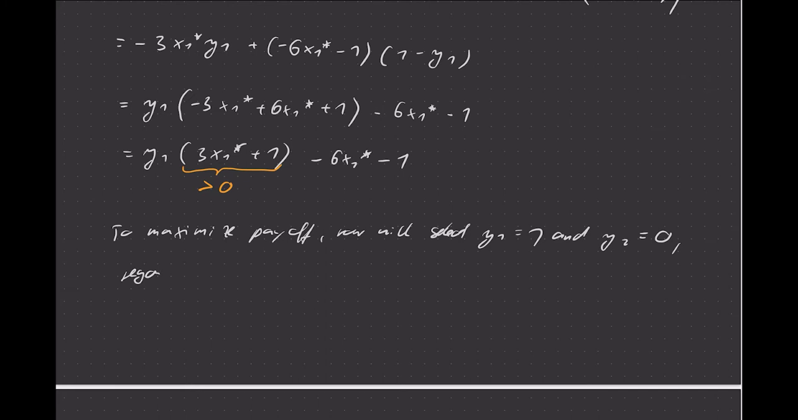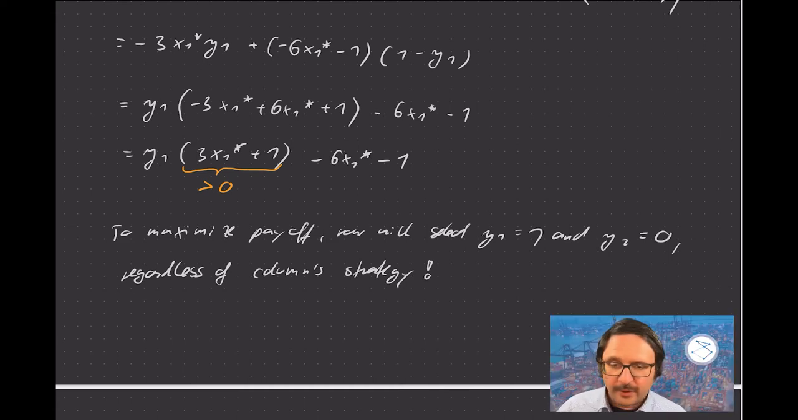So this is regardless of column's strategy. So we now know what row does. It doesn't even depend on what column does.